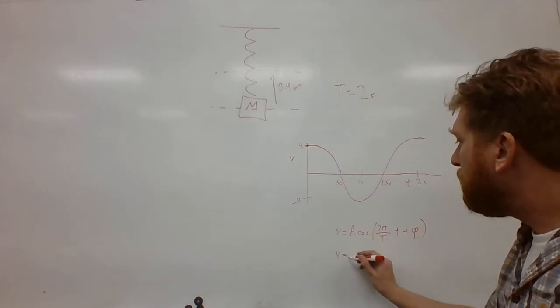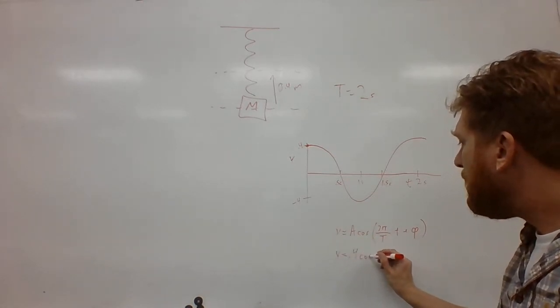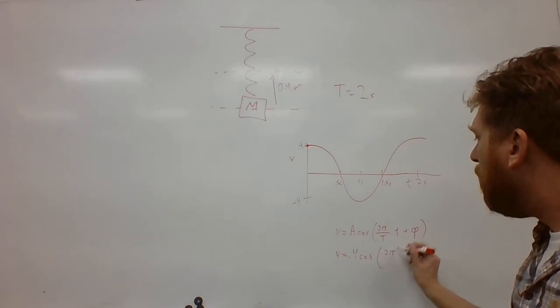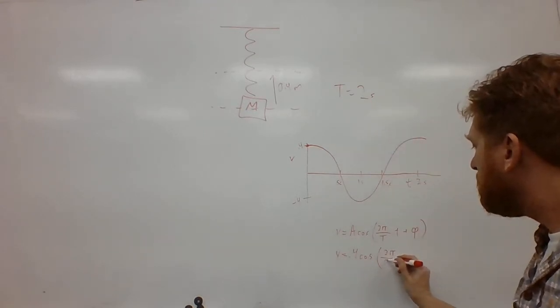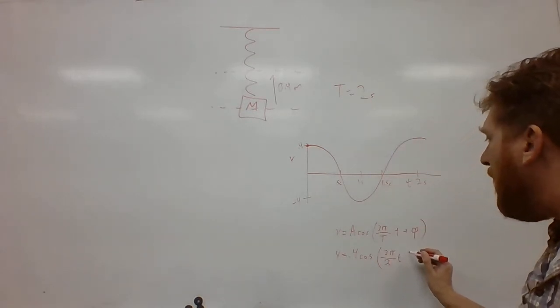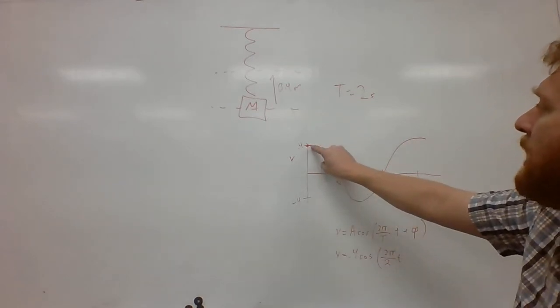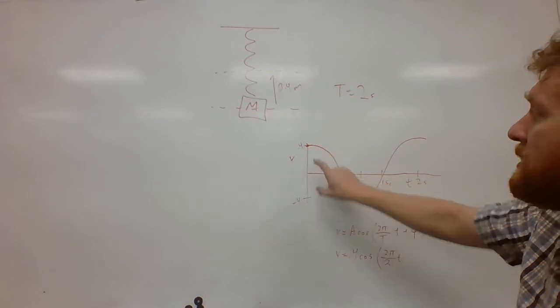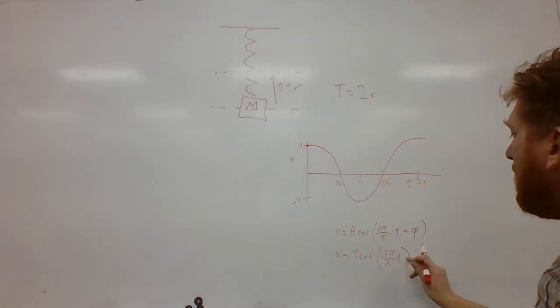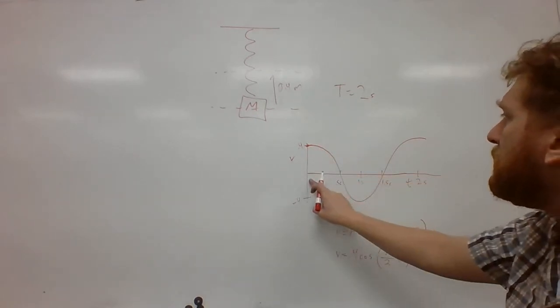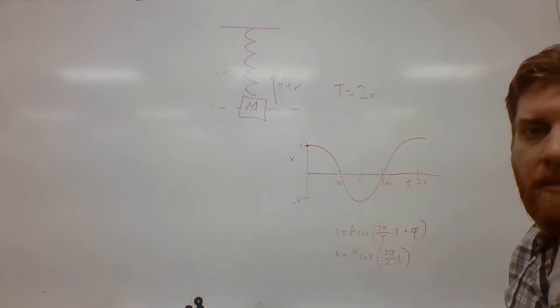Y is equal to 0.4 cosine of 2 pi over 2 seconds times time. And there's no phase constant. That is, cosine of 0 starts at the maximum value. And that's what I have right here. So I don't want to add a phase constant. I want time equals 0 to correspond with the maximum displacement.